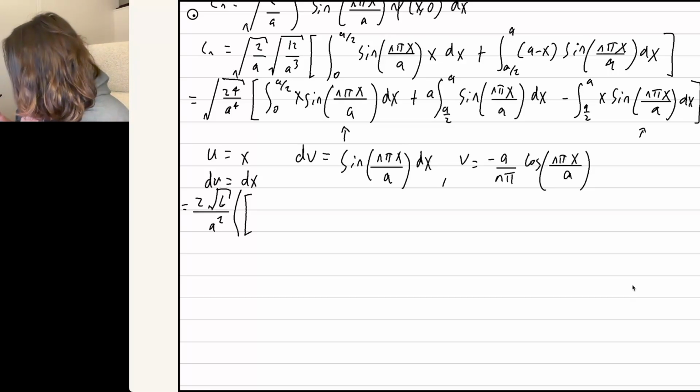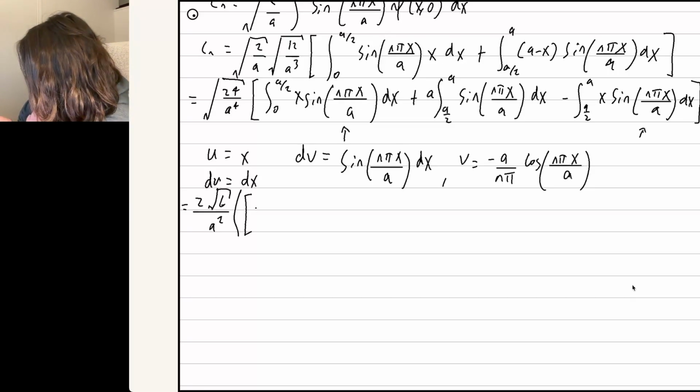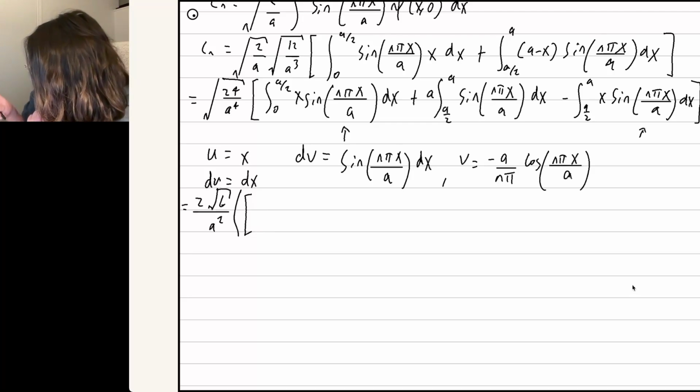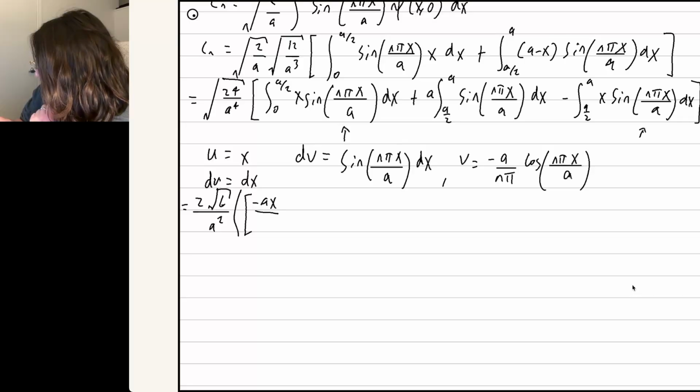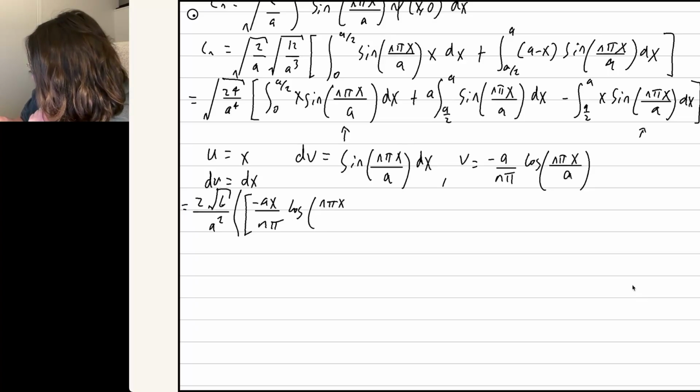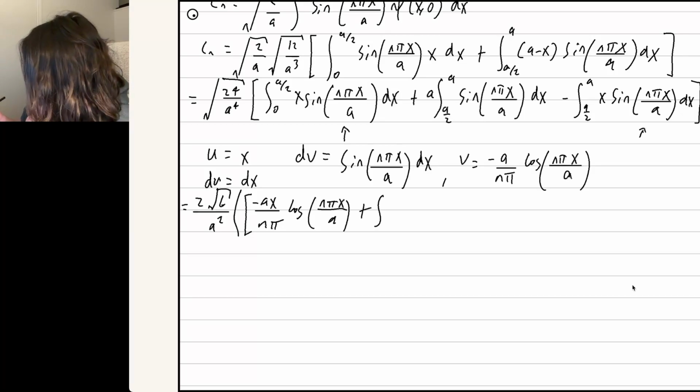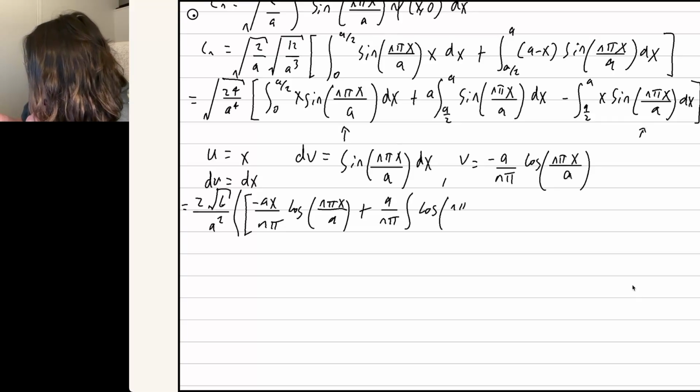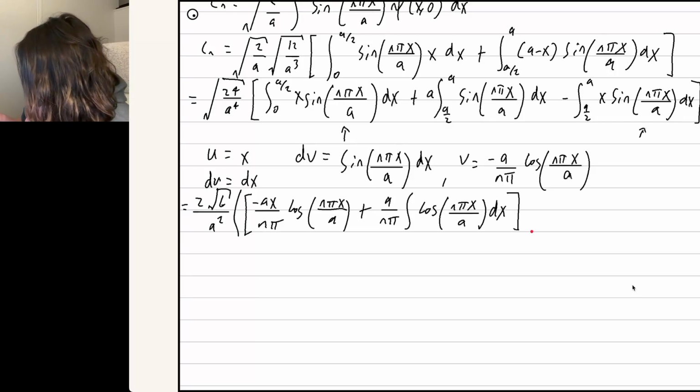So the first one is uv, so x, or it's minus ax over n pi cosine n pi x over a, and then it's plus the integral, just of cosine, or no, it's plus a over n pi integral of cosine n pi x over a dx from 0 to a over 2.